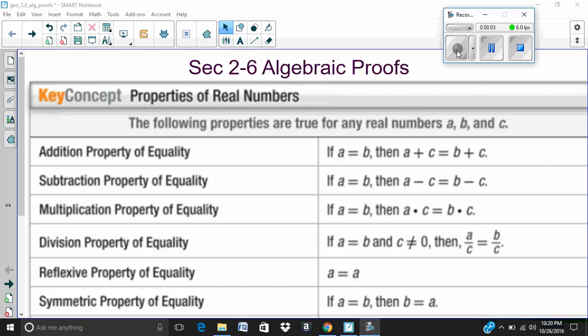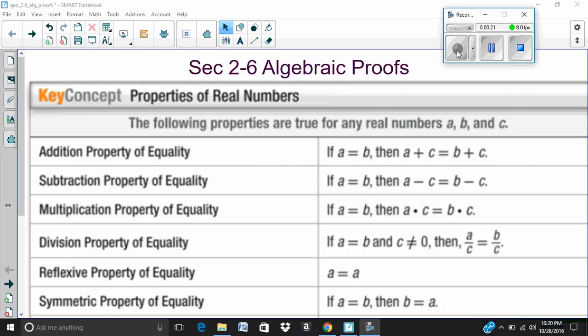Hey, so this is section 2.6 on algebraic proofs. It's kind of our introduction to solving proofs. Here we do it in what we call a two-column format. You'll see that here momentarily. I'll point that out to you.